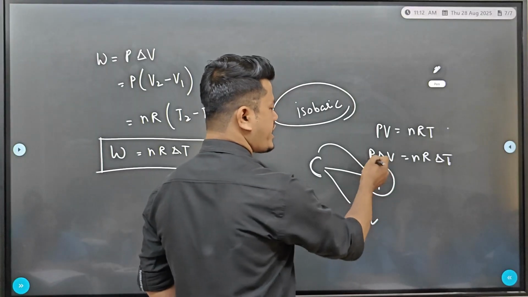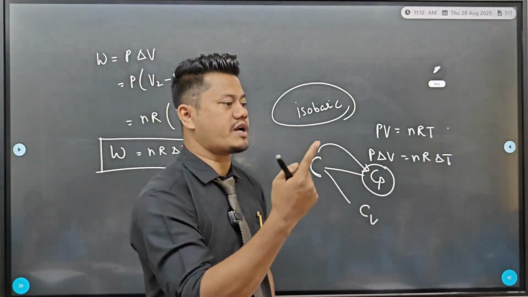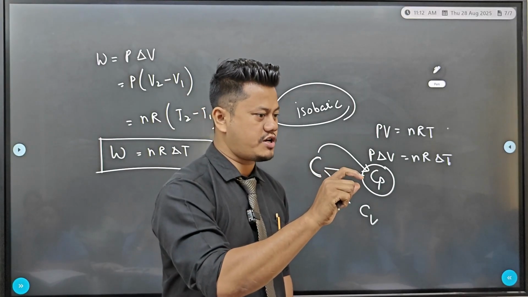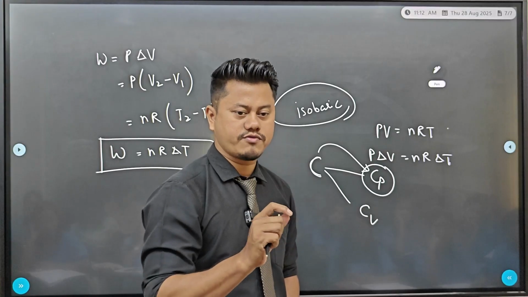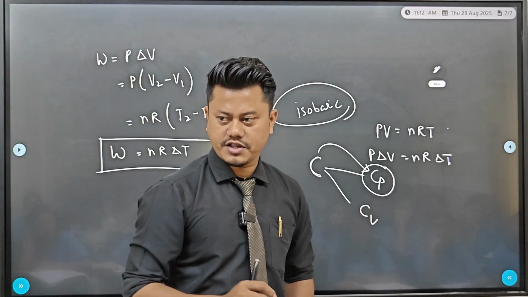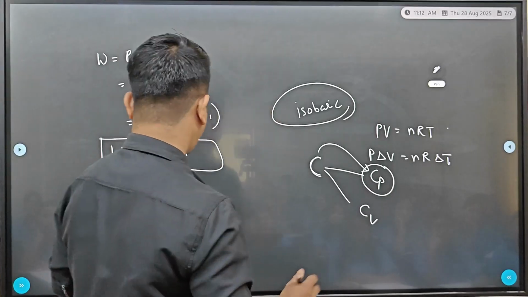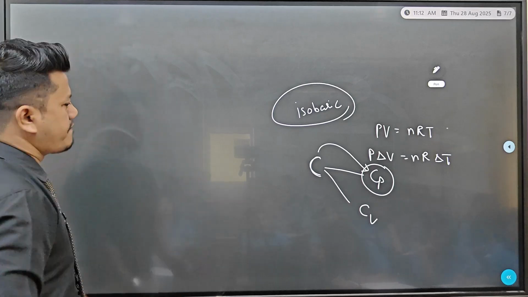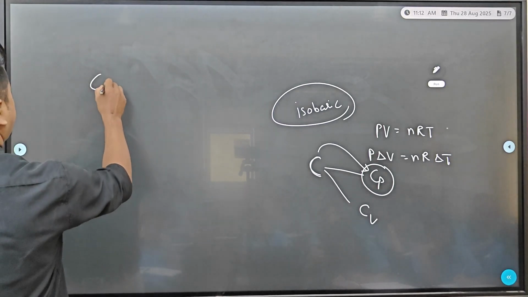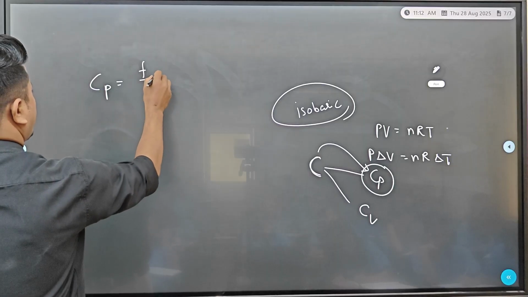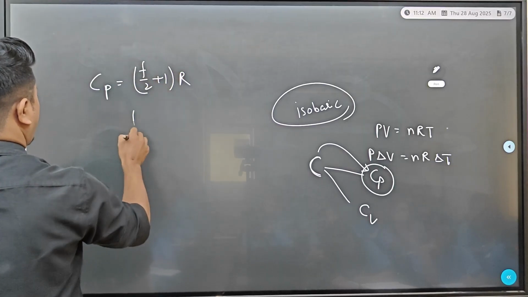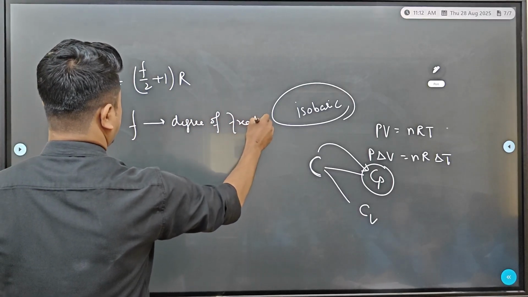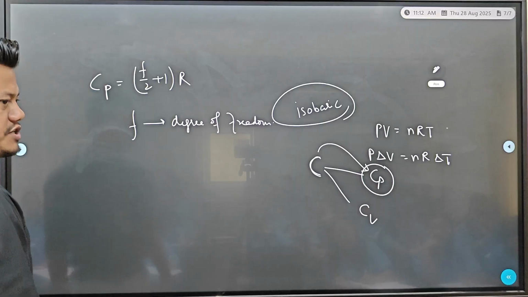So we already have the expression. You will get all of this in the chapter kinetic theory of gases. Got it? The expressions of specific heat at constant pressure and specific heat at constant volume in terms of degrees of freedom. Understood or not? So just write: specific heat at constant pressure is given by (F by 2 plus 1) into R, where F means the degrees of freedom.